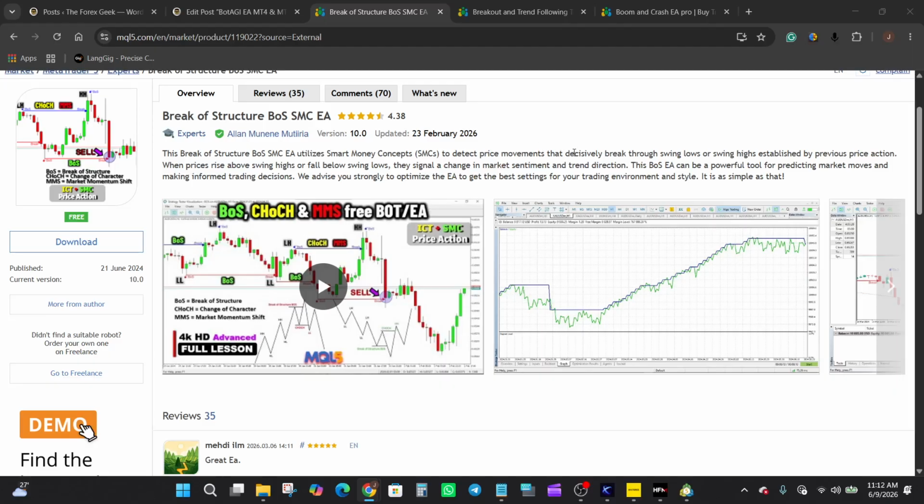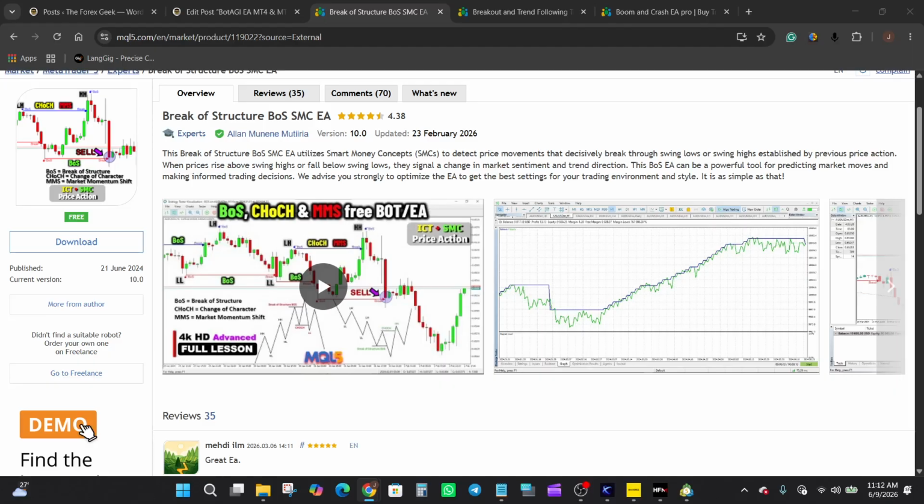One important note mentioned on the page is that users are strongly advised to optimize the EA for their own trading environment. That suggests that performance and behavior may depend heavily on how it is configured, although no specific settings or recommended pairs are provided in the information here.